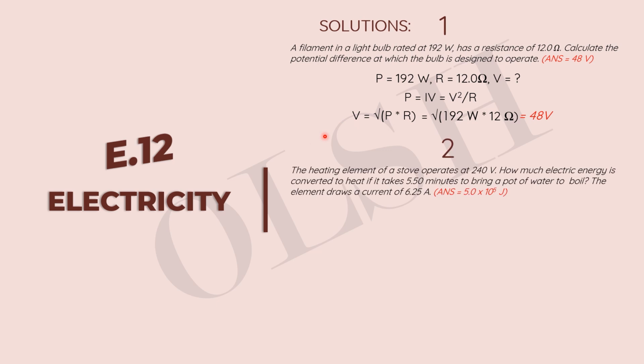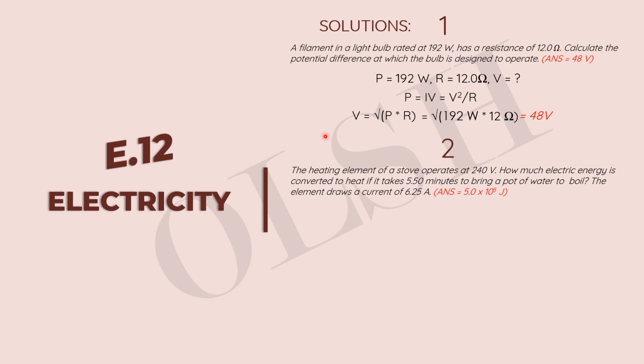So let's move on to the next question. We have the heating element of a stove operates at 240 volts. How much electric energy is converted to heat if it takes 5.5 minutes to bring a hot pot of water to boil? The element draws a current of 6.25 amps. Okay, so the question here is, we have a stove rated at 240 volts. We want to know how much electricity will be converted to heat if this stove boils a pot of water for 5 minutes, and pulls a current of 6.25 amps.